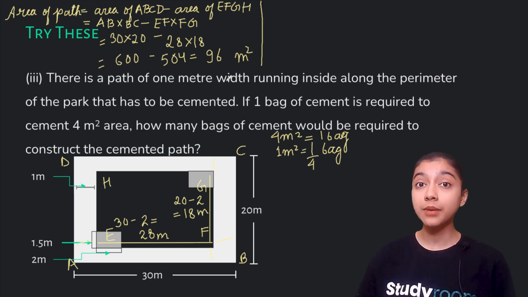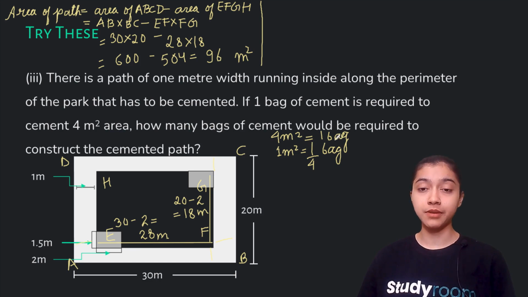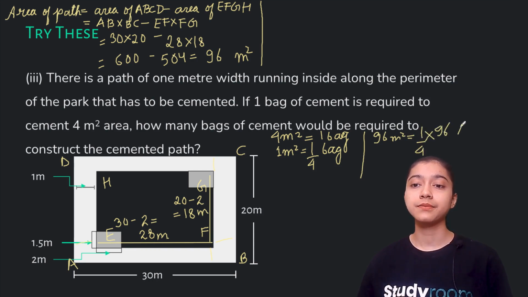Now we have to calculate the number of bags of cement, when 4 meters square area can be covered using 1 bag of cement. So we'll be using the unitary method. If 4 meters square can be covered by 1 bag of cement, 1 meter square can be covered by 1 by 4 bag of cement, and thus we can say that 96 meters square area can be covered by 1 by 4 multiplied with 96 bags.